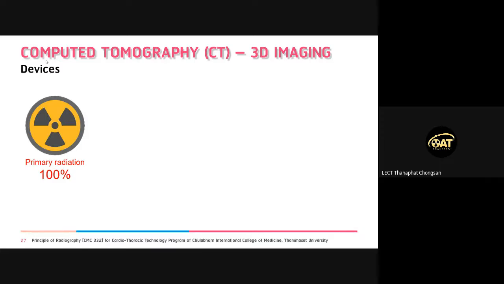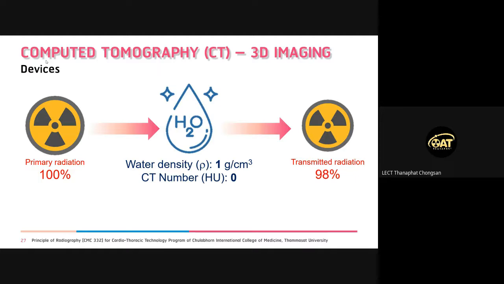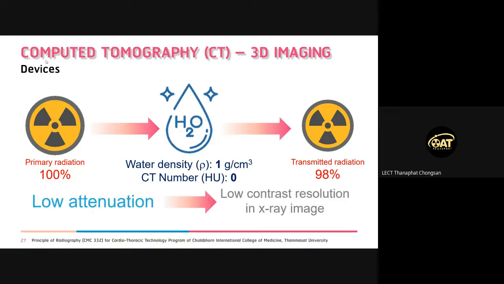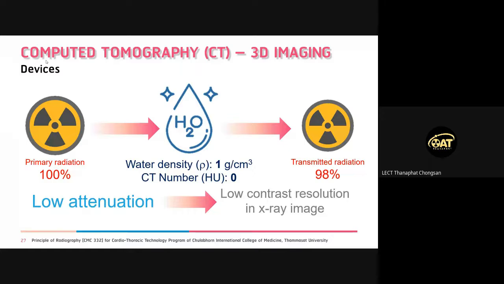For cardiac CT, the principle is the same as for other examinations, but cardiac CT uses some agent that can increase resolution and the difference between cardiac muscle and heart chamber. That is contrast media. Because the main component of blood in the heart chamber or other areas is water. Water has low radiation attenuation, so we will increase attenuation by using contrast media.